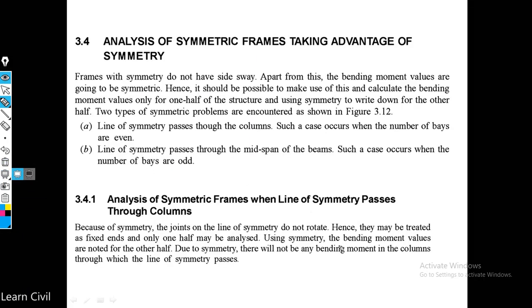Now, using symmetry, the bending moment values are noted for half of the portion of your portal frame, and due to symmetry there will not be any bending moment in the columns through which the line of symmetry is passing. Okay, this is the principle. We'll start with the problem.